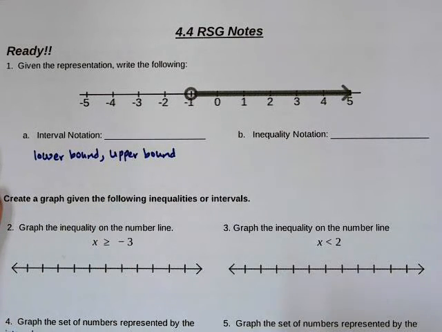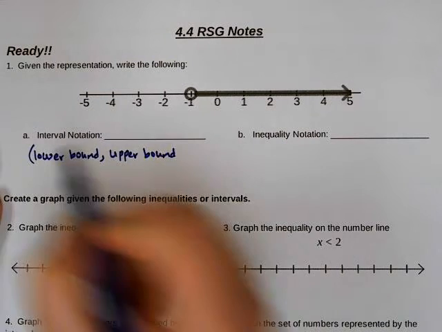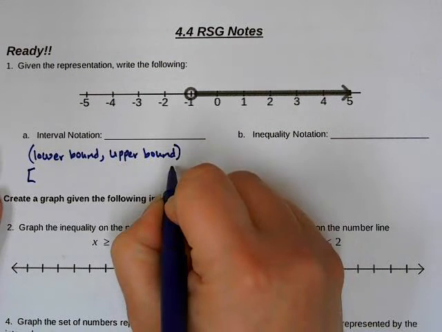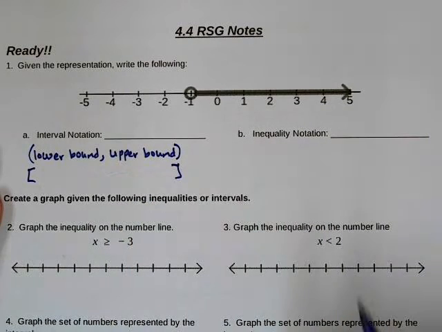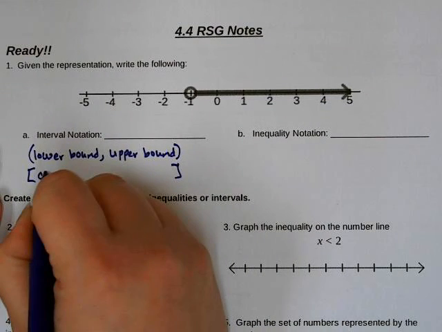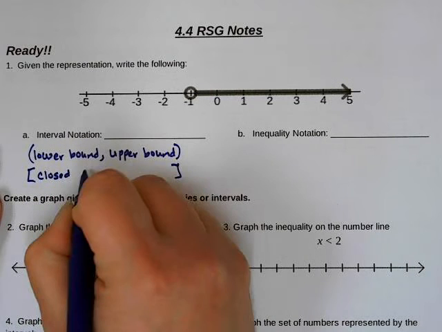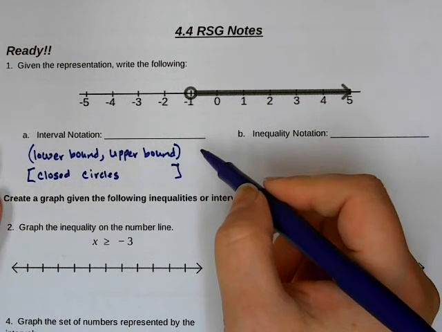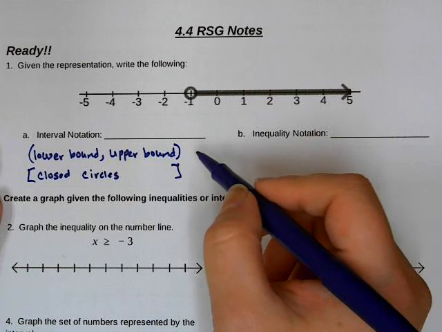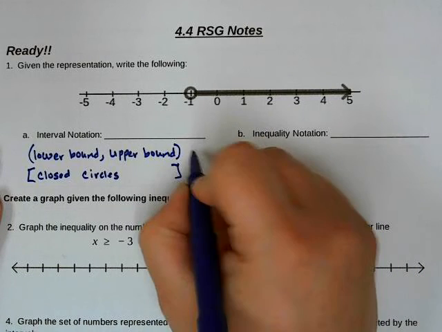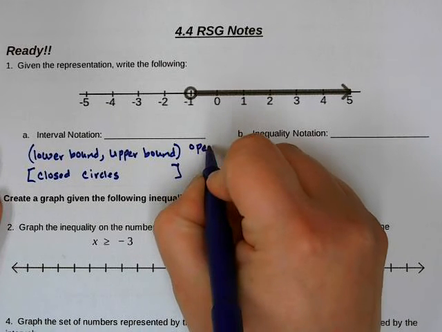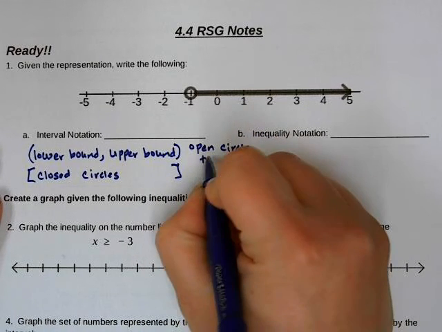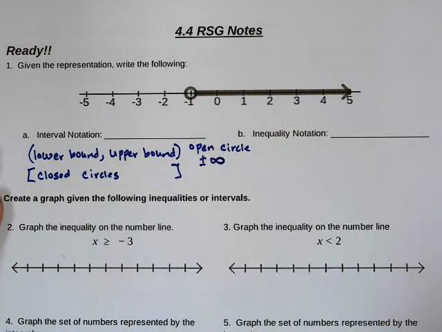And the lower and upper bound can either be in parentheses or it could be brackets, depending. So remember, anytime it's closed circles, we use the brackets. And then if it's open circles, or if we're talking about positive infinity or negative infinity, that's when we use the parentheses. So these are open circles, and then either plus or minus infinity.